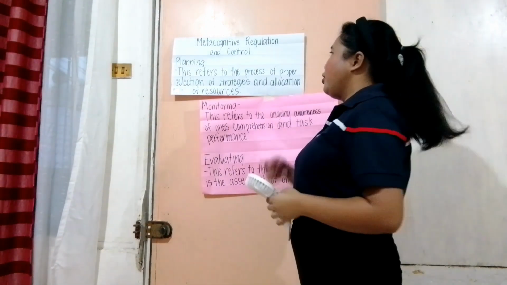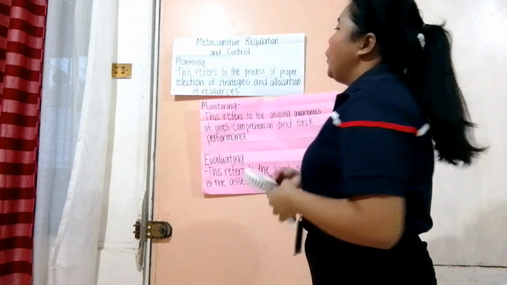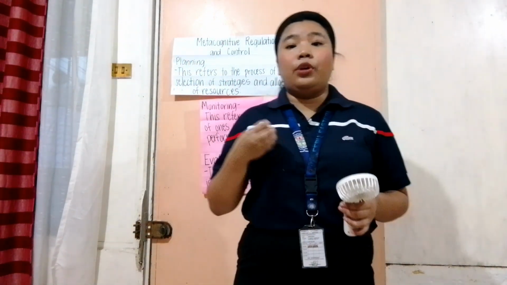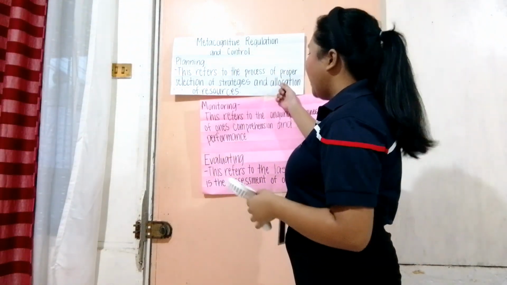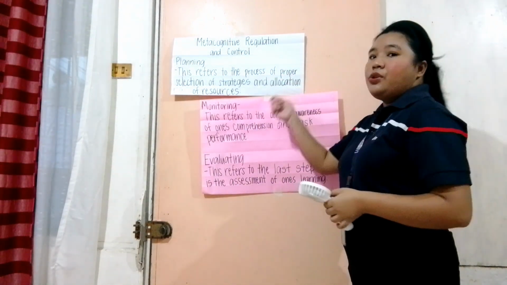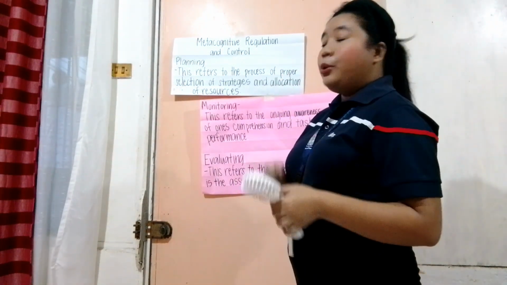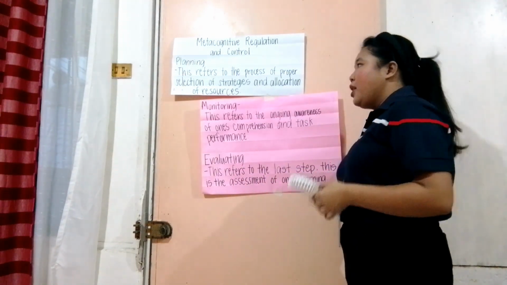In planning, this refers to the process of proper selection of strategies and allocation of resources. For example, making a lesson plan. In lesson planning, we actually choose which strategies we will use, which activities we will have the students do, or which lessons we will teach them. So that can be referred to as planning. This is also the before process of how we regulate or control the metacognitive relationship of the learners and the learning process.